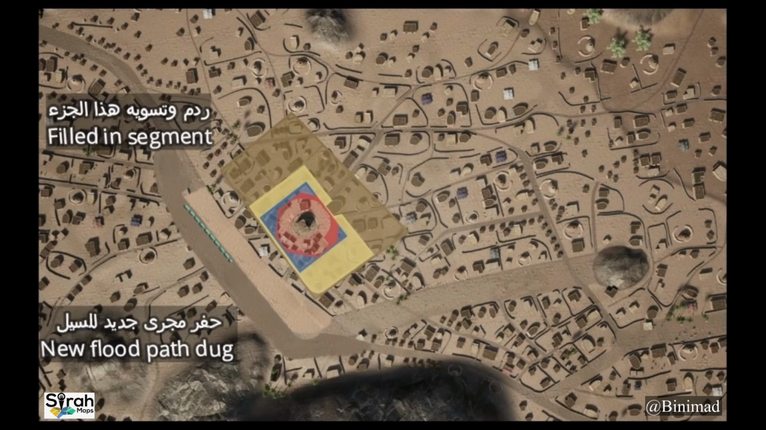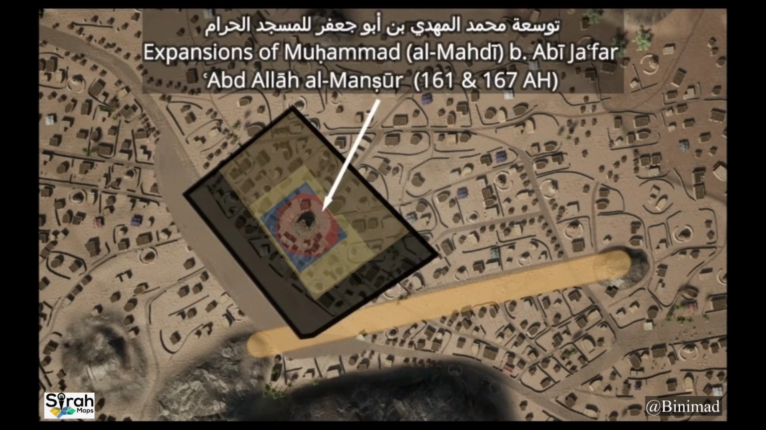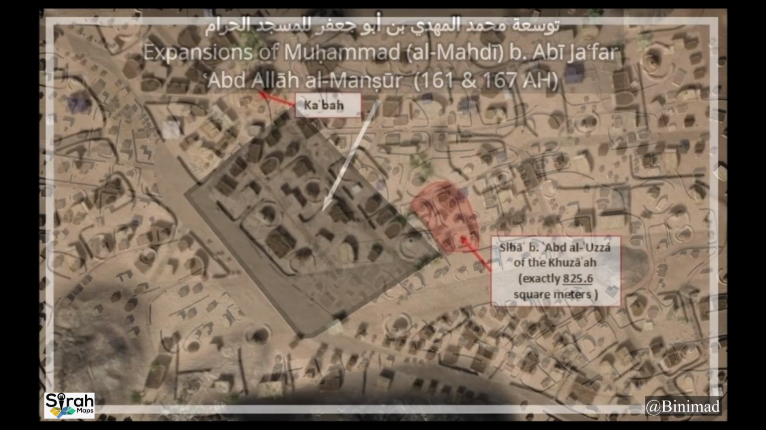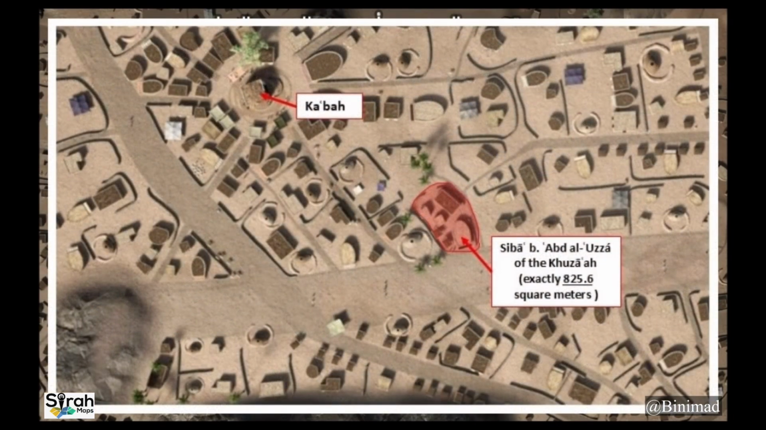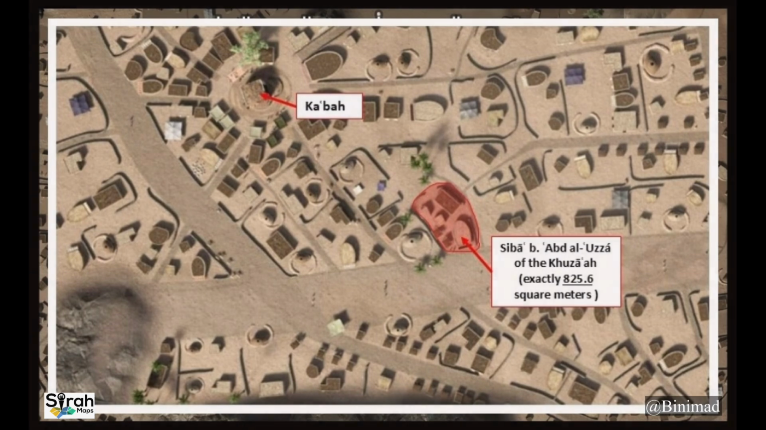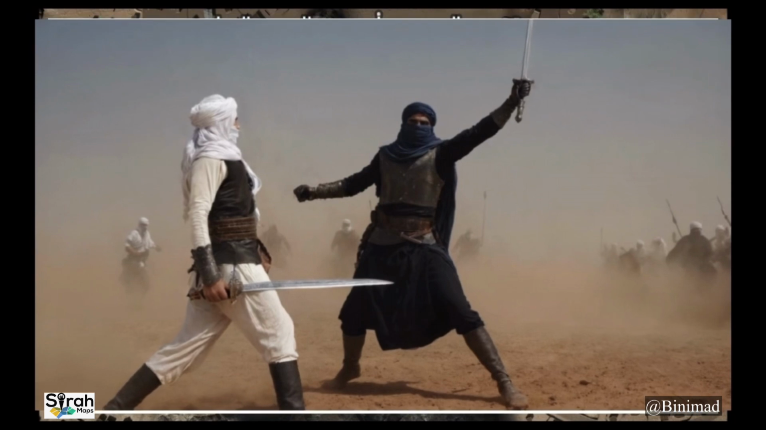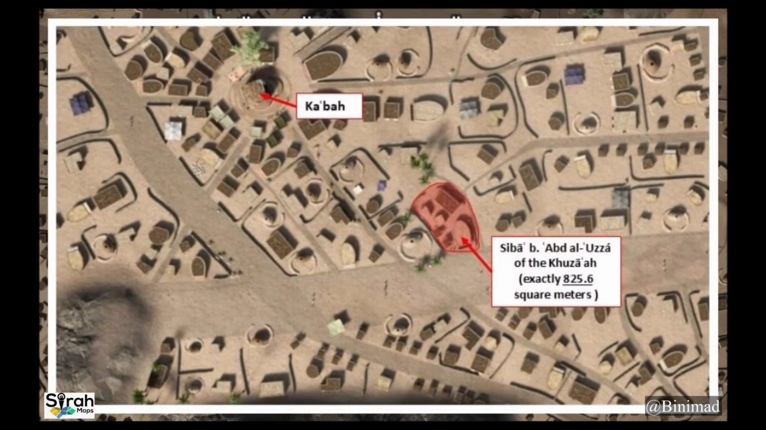This expansion by the Mahdi absorbed several properties, including that of Siba' bin Abd al-Uzza of the tribe Khuza'a, who lived in Mecca as an ally of the Quraysh. Siba' was killed in the Battle of Uhud by Hamza radiallahu anhu, and amazingly, I was not only able to specify the location of his property, but also find that the size was exactly 825.6 square meters, which is a level of resolution even I never thought was possible.